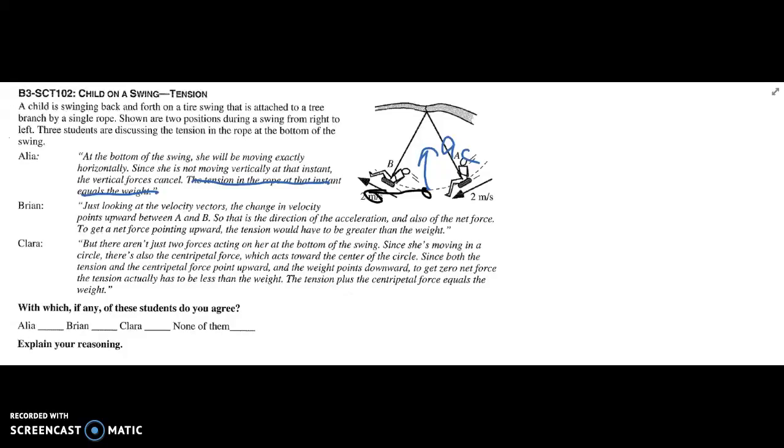The next one, just looking at the vectors, the change in velocity is upward between A and B, so that this is the direction of the acceleration and also the net force. To get a net force pointing upward, tension would have to be greater. So let's see what we agree with here.